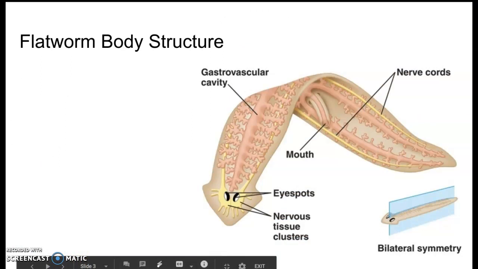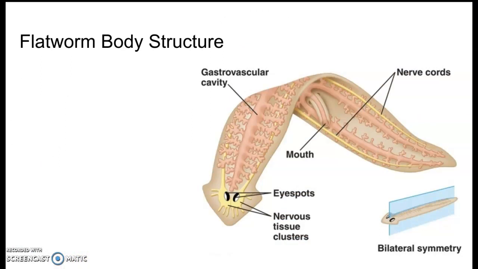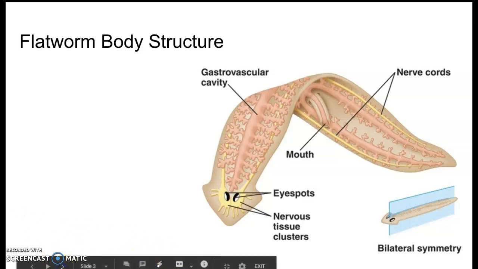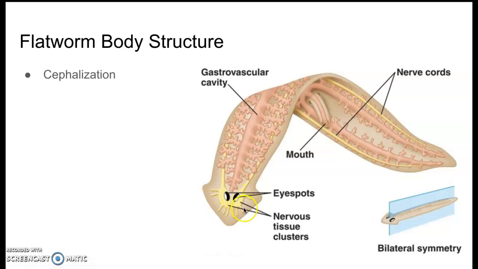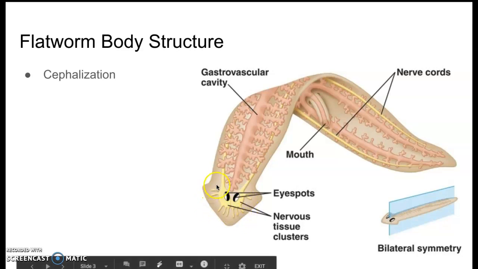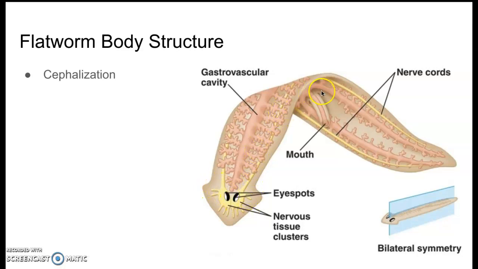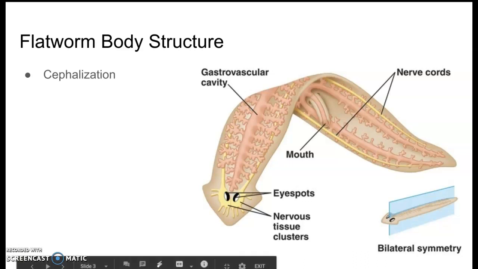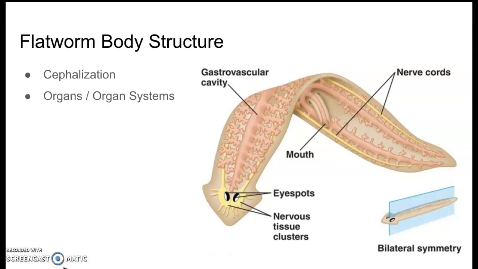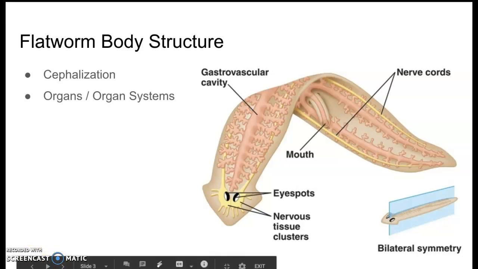Flatworms have a very interesting structure. As you can see, they have eyes in the front of their heads. They have cephalization, so they develop a small nervous system. Here you can see the clusters that surround the eyes, and you can see that this nervous system travels all the way down their body. They're the most primitive organisms to have cephalization. They are the first organism to have organs.